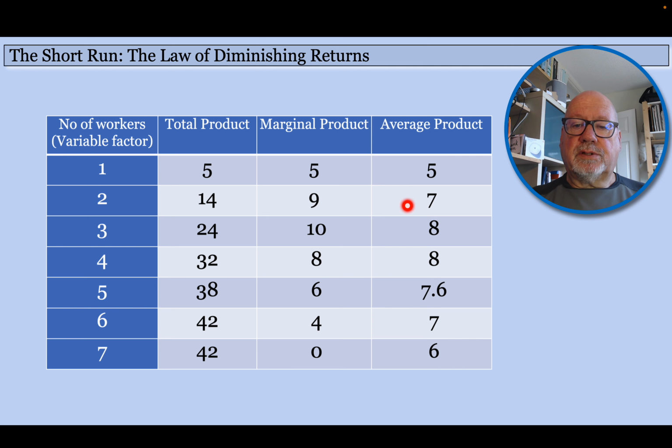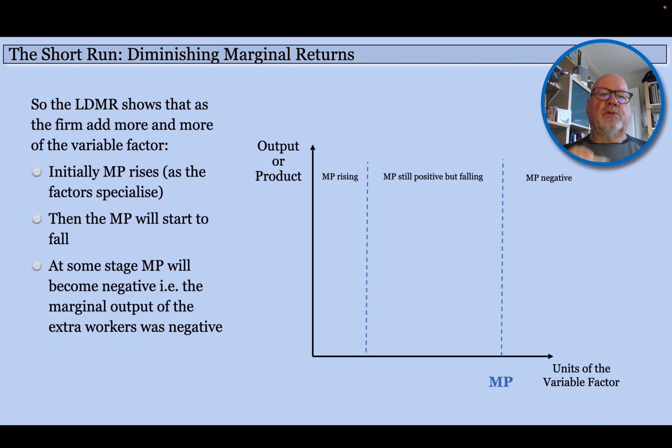The average product will also rise, and it'll go on rising a bit, but at this point the law of diminishing average returns set in. So it's at 4 workers that the law of diminishing marginal returns sets in, and it's at 5 workers the law of diminishing average returns sets in. Okay, all right. So what does that look like?